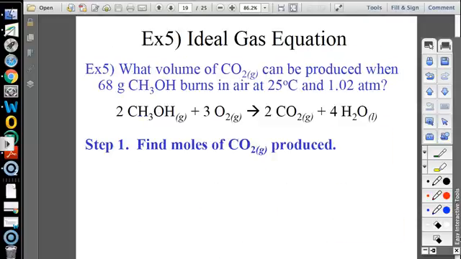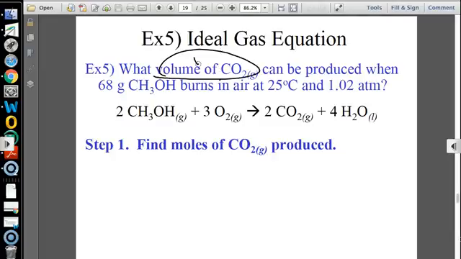We're going to come back to this where you solve for the molar mass and the density of a gas. So this is the next question. What volume, okay, so I can already tell, volume is what I'm searching for, can be produced when 68 grams of methanol burns in air at 25 degrees Celsius and 102 atms. So do you see how this grams of methanol, that's this guy, and it's asking me about CO2.